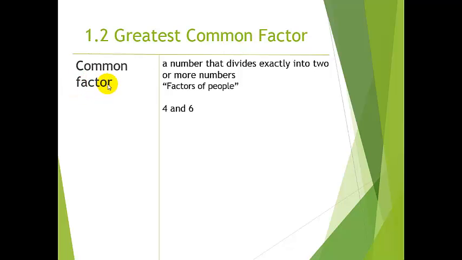A common factor is a number that divides exactly into two or more numbers. So one of the things that Danica talks about is factors of people. So what do we all have in common? We're all humans, and then other factors that some of us might have that others might not, is I have curly hair and I have brown hair. So you might have that same factor, you might not. So those are kind of what we want to look for. We want to look for what makes up that particular number, and you can think about what makes up that particular person.